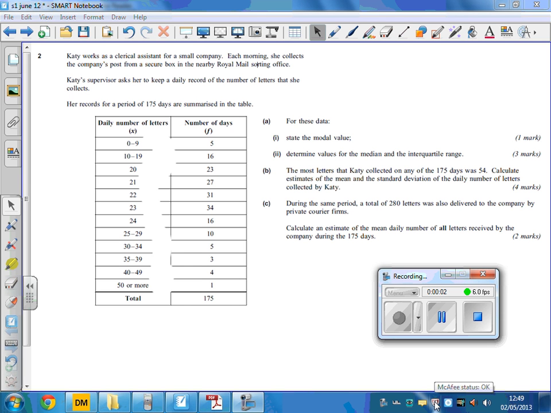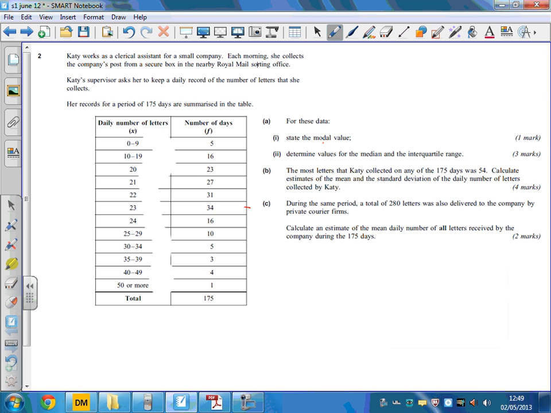This is S1, June 2012, the second question. I don't know anybody that didn't get the first one. The mode, the most popular one here, there's 34 of them here, so the mode is 23. The median, well, halfway, 175.